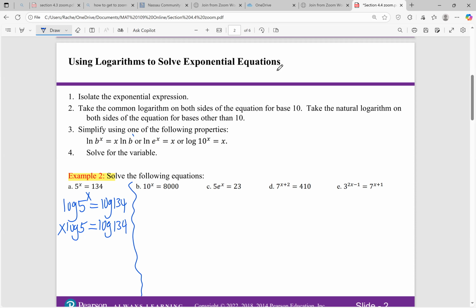And now to get x by itself, so now I could solve for x, right? So this is x times the log of 5. So if I divide by the log of 5 on both sides, now I have x is equal to the log of 134 divided by the log of 5. And this would be my exact answer.